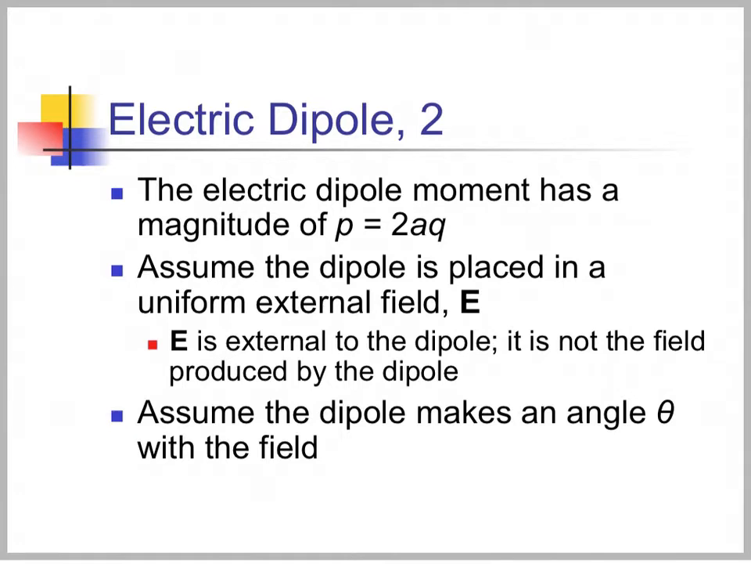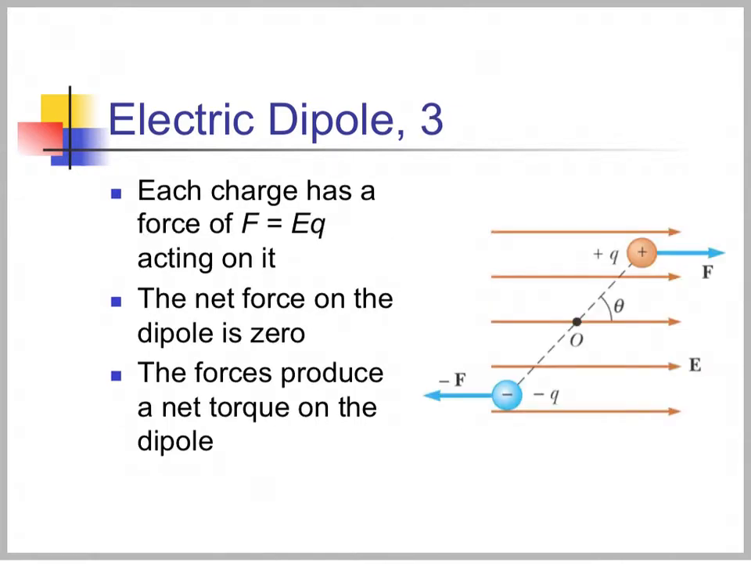Now, let's assume that this dipole is placed in some external electric field. This is external to the dipole. This is not the field created by the dipole. And let's assume that the dipole makes an angle theta with the field. So each charge on this dipole has a force, which is E times the charge acting on it.